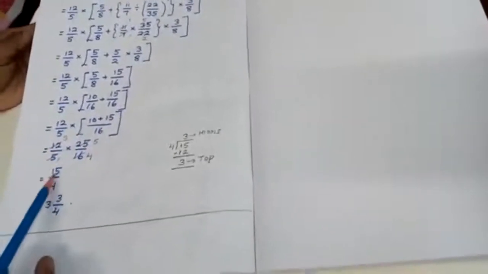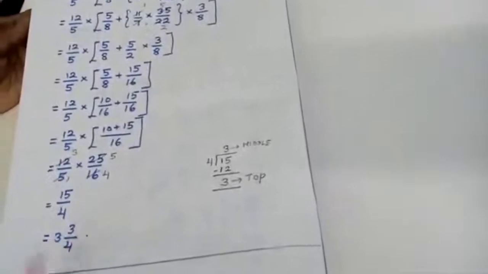Multiply this value 15 by 16. Make the denominator same. Calculate. You will get the answer as 25 by 16. After simplifying, you are going to get the answer as 15 by 4. Convert this into mixed fraction, 3 3 by 4.